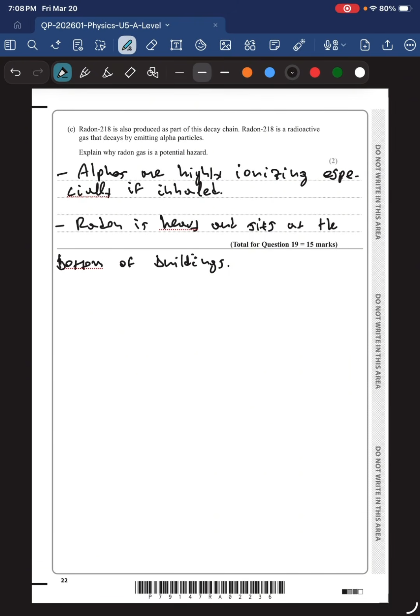Okay, and this is the reason why, if it's inhaled, it's dangerous. It's a gas just like air. It contains alpha particles. They can go into your lungs. And I know that in the US they check basements for radon because it sits on the bottom of buildings because it's very heavy. I mean, it's 218, so the density is really higher than air. So it sits in the bottom of buildings.